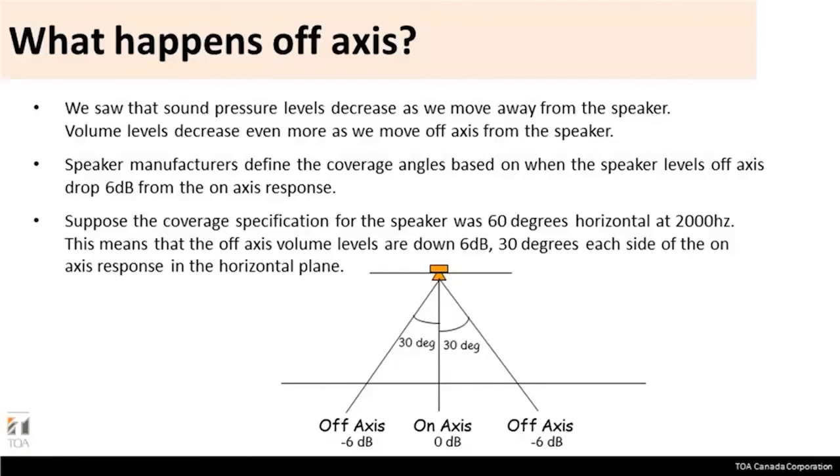Speaker manufacturers define the coverage angles based on when the speaker levels off axis drop 6 dB from the on axis response. Suppose the coverage specification for the speaker was 60 degrees horizontal at 200 Hertz. This means that the off axis volume levels are down 6 dB, right? 30 degrees each side of the on axis response in the horizontal plane. Okay, let's make this simple.